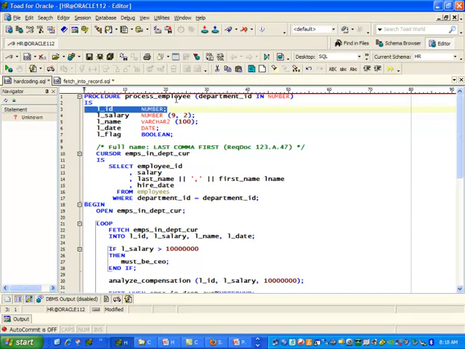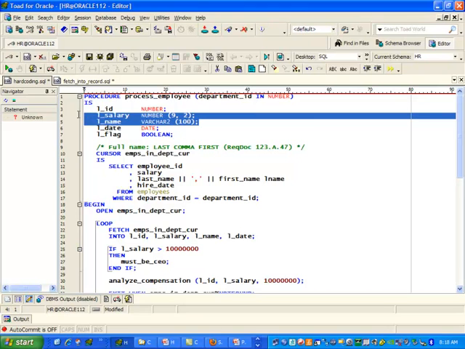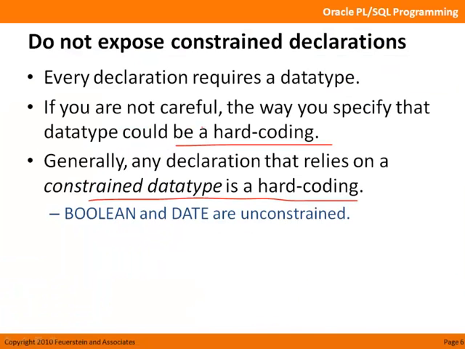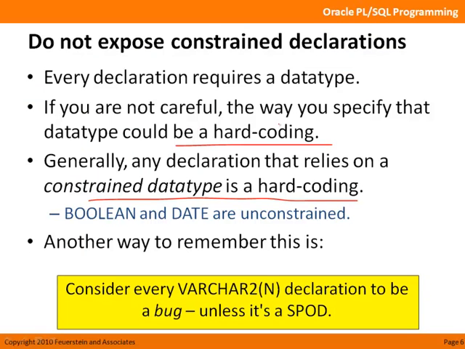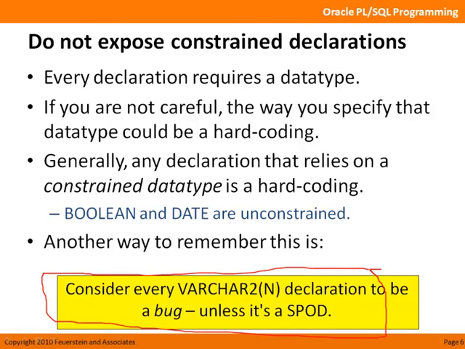So generally speaking, what you want to do is avoid any kind of constrained declarations. And the way to think about it is to consider every varchar2 declaration in your application a bug, unless it's the single point of definition, the SPAD. This is the way I try to remind myself of the danger of constraints. You should never do a varchar2 100, a varchar2 20, a varchar2 10,000 declaration in your code unless it's the original definition of that type. In other words, virtually every varchar2 declaration that you'll find in your application, I believe, should be considered a bug.